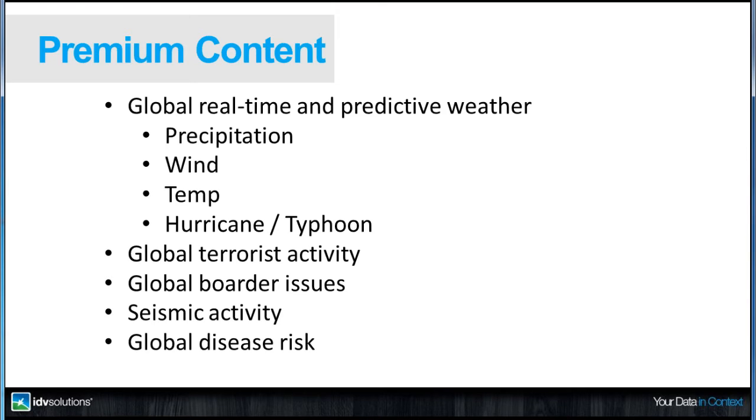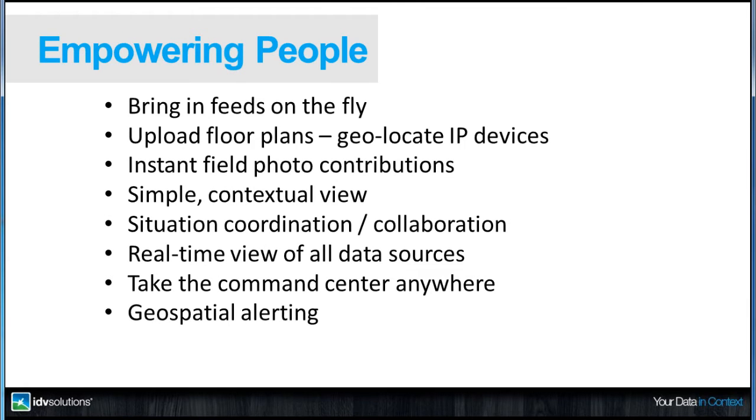And some of those, just high-level categories, are global real-time and predictive weather information. So this is just a sampling, but some of the data sources include real-time and predictive precipitation, including snow and ice, wind, temperature, hurricane and typhoon predictive paths, global terrorist activity, global border issues, global seismic activity, global disease risk. All of these data sources, including about 70 others, are part of the off-the-shelf Command Center solution and again, part of the Visual Command Center product.